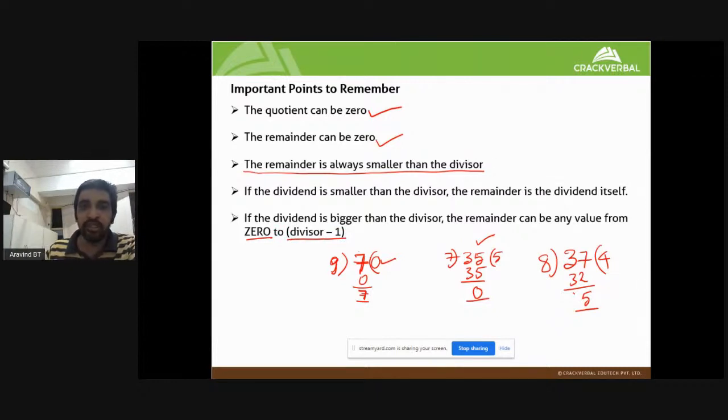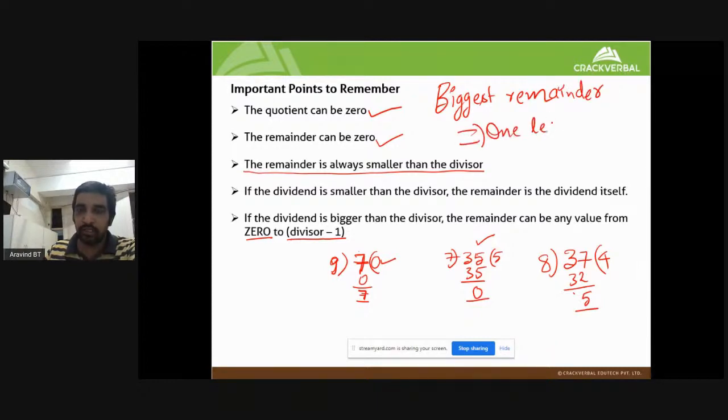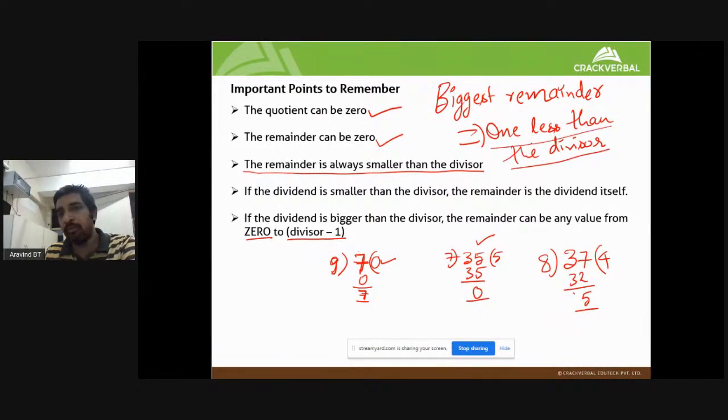So what do you understand from this? The biggest remainder you can get in any division where the dividend is bigger than the divisor will always be 1 less than the divisor. Right? A very important property that you need to remember. The biggest remainder will always be 1 less than the divisor, because after that you will get a multiple of the divisor. Right? So these are 5 important points that I wanted you to remember before we actually move on to problem solving.